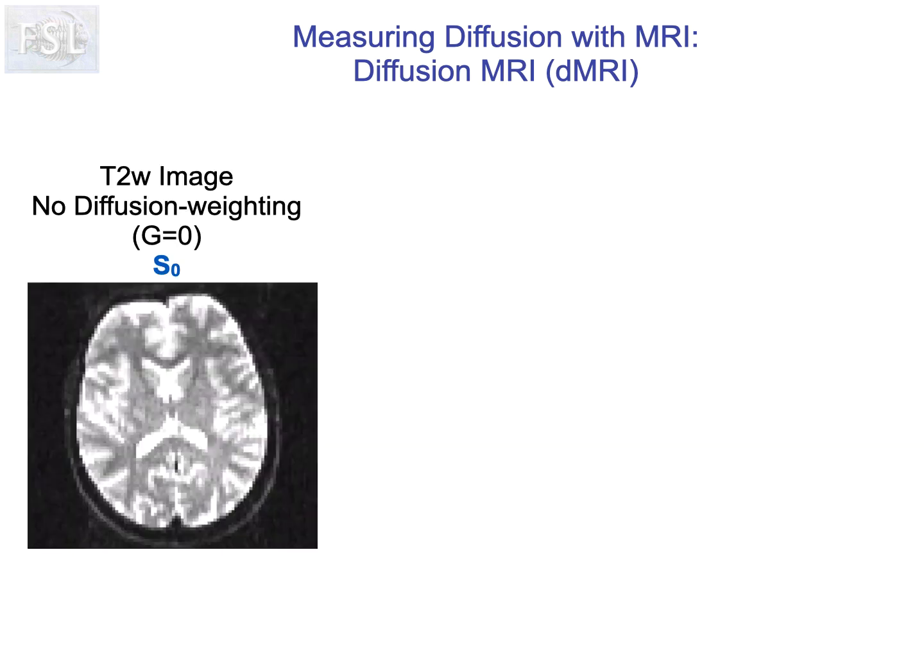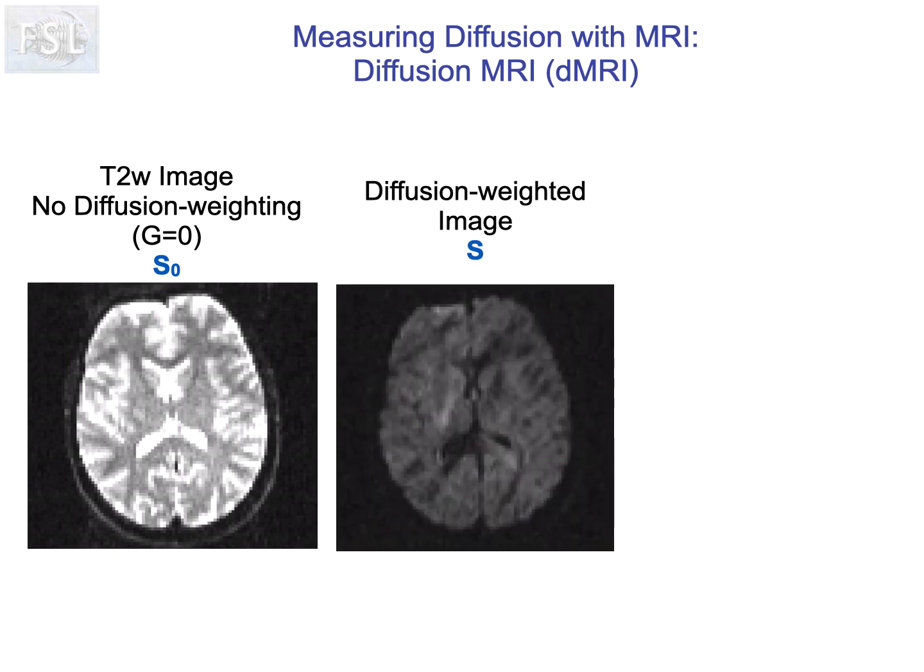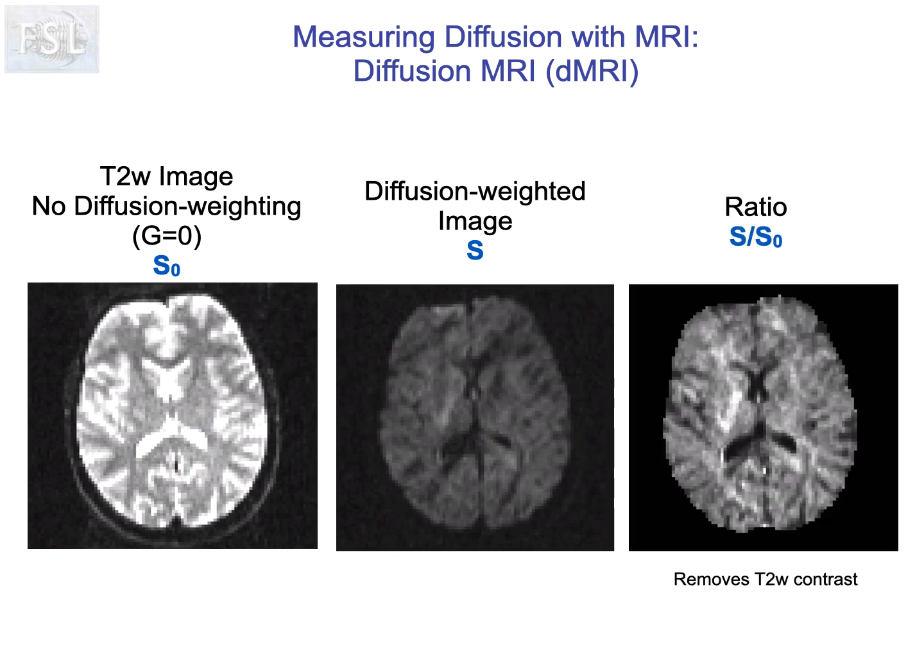So in order to know what the signal loss due to diffusion is, we first need to know what the signal was to start with. So we start by acquiring this one image where we have no diffusion weighting, and this is the baseline image. Then we acquire a diffusion weighted image using the sequence I described.